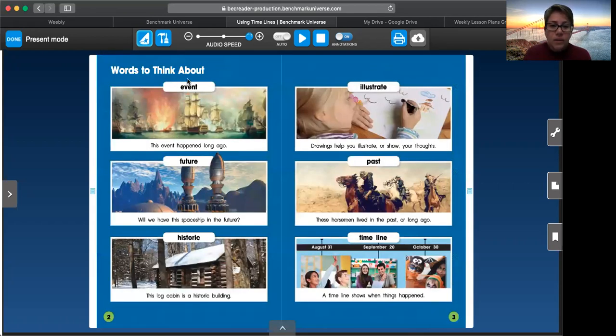Words to think about. Event. This event happened long ago. Future. We will have this spaceship in the future. Hasn't happened yet. Historic. This log cabin is a historic building from long ago. Illustrate. Drawings help you illustrate or show your thoughts. I've heard the word illustrator before. They draw the pictures in a story.